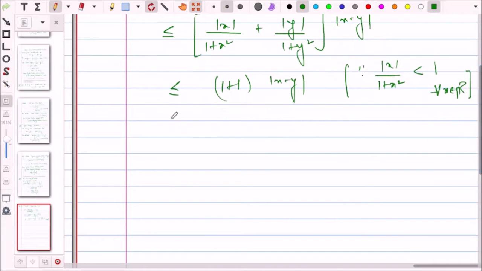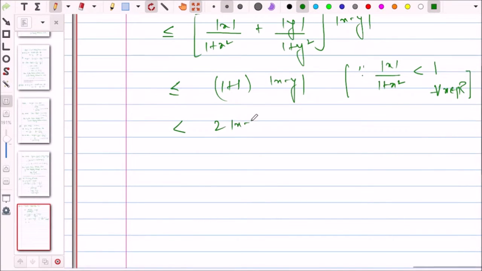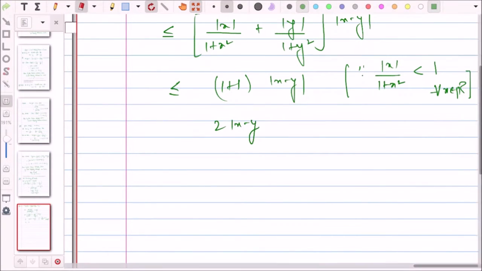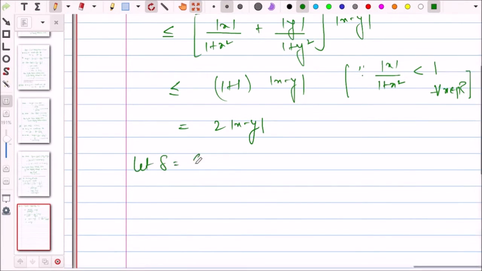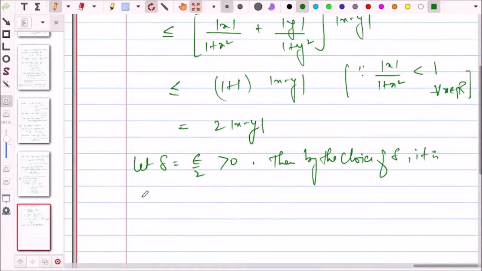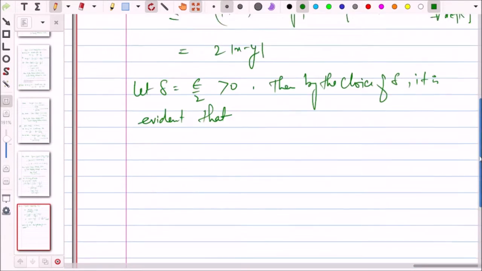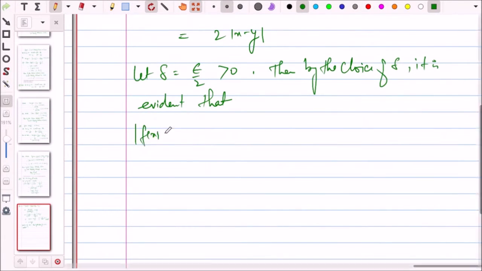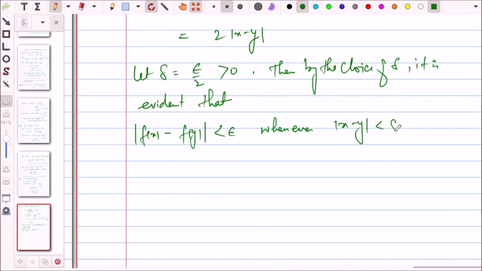So this is less than or equal to 2 times |x - y|. In fact, here we will have equality. So 2 times |x - y|. So let delta equal epsilon by 2, which is greater than 0. Then by the choice of delta, it is evident that |f(x) - f(y)| is less than epsilon whenever |x - y| is less than delta.